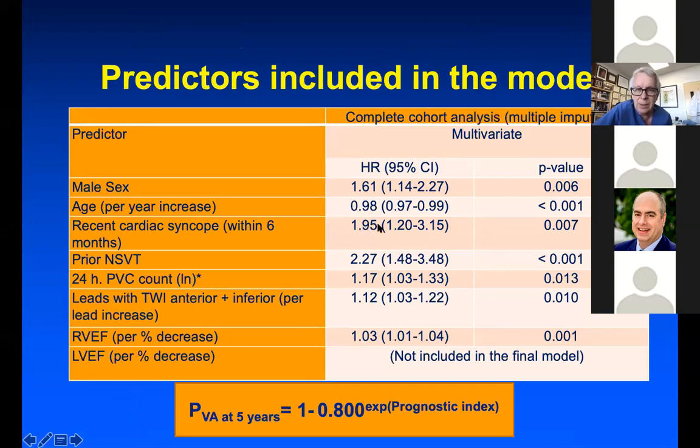Recent cardiac syncope is a risk factor. Non-sustained VT is a risk factor. PVC count, the higher the number, the higher the risk. Extent of disease based on T-wave inversions. And the RVF. We didn't end up including the LVF in the model because we had basically almost no patients that had that parameter, so it fell out as a predictor.